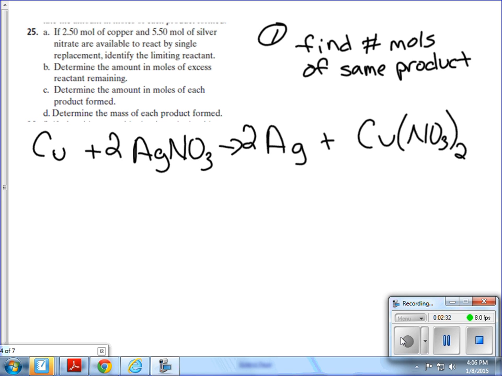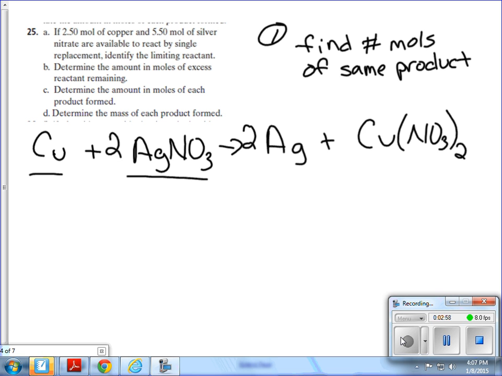When it asks for an answer of limiting reactant, we have two reactants. Those are our options in our answers. Ag, Cu(NO3)2, those are products. Those will never be limiting reactants. So make sure you pay very close attention when you answer these questions that your answer is actually one of the reactants listed and not a product.